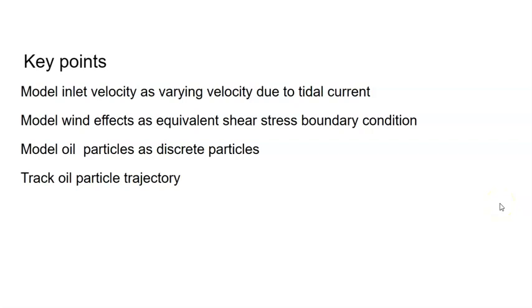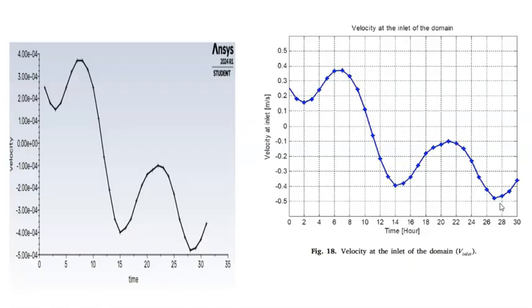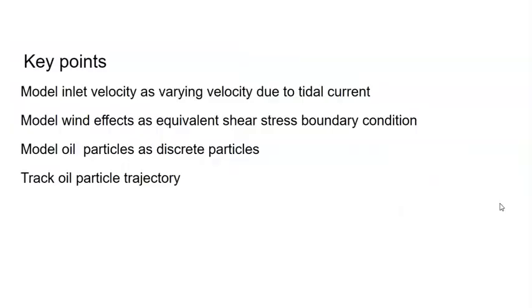So one of my key points was to model the velocity at the inlet as a varying velocity due to the tidal current. I also modeled the wind effect as equivalent shear stress so that we could see how that affects the oil particles as they move as well. I also modeled the oil particles as discrete particles, and another thing I was focusing on was to get the oil trajectory. This is my velocity profile in ANSYS, and it really does match what was done in the paper.